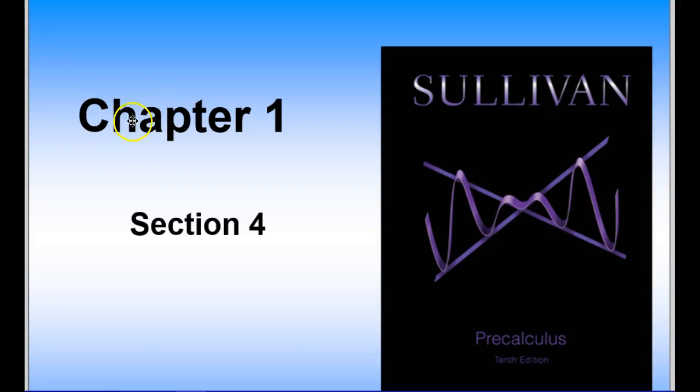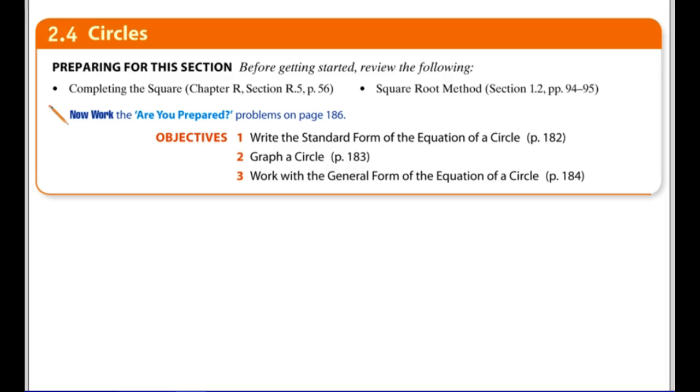All right, here we're looking at Chapter 1, Section 4. And in this section, we're going to be dealing with circles and graphing them. Okay, so our learning targets for today, we're going to write the standard form of the equation of a circle. And then we're going to graph a circle in different forms. And then finally, we're going to work with the general form of the equation of a circle and how we can go back and forth between those two forms.